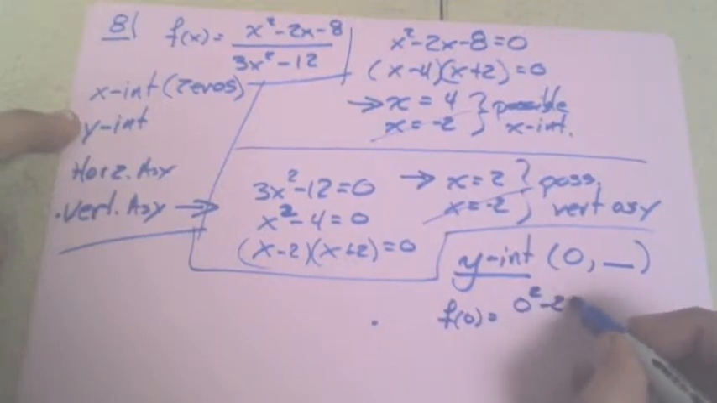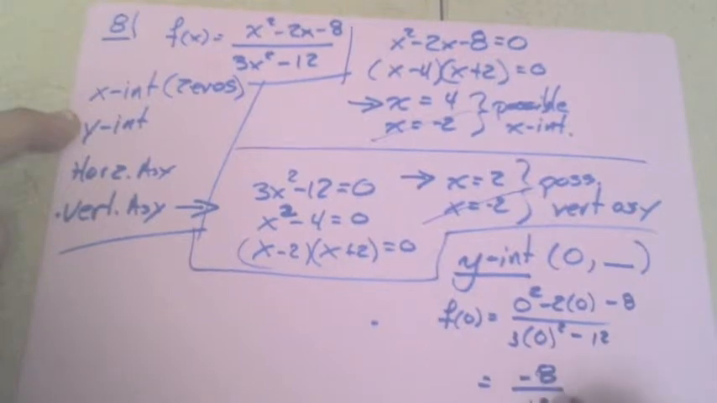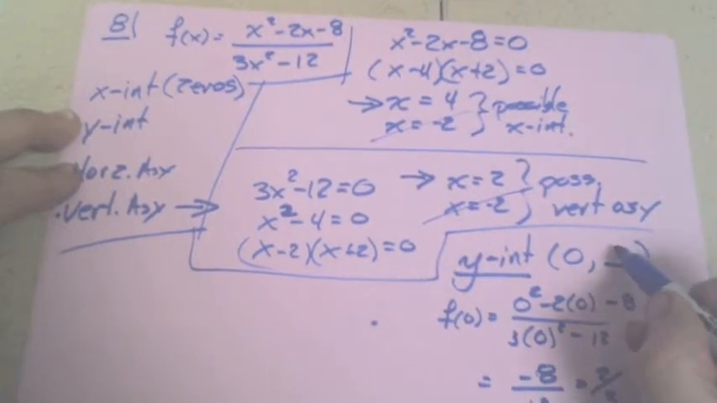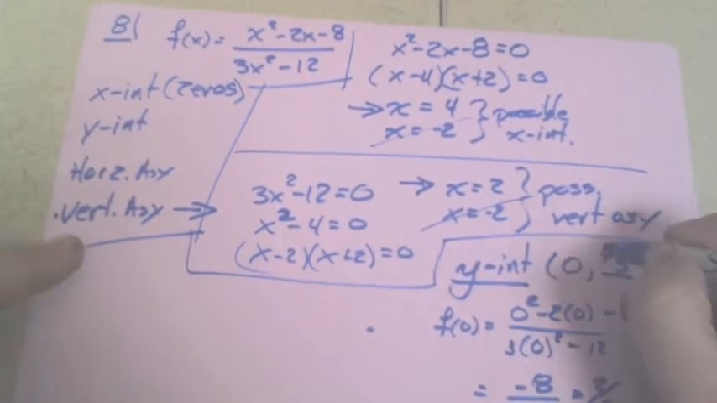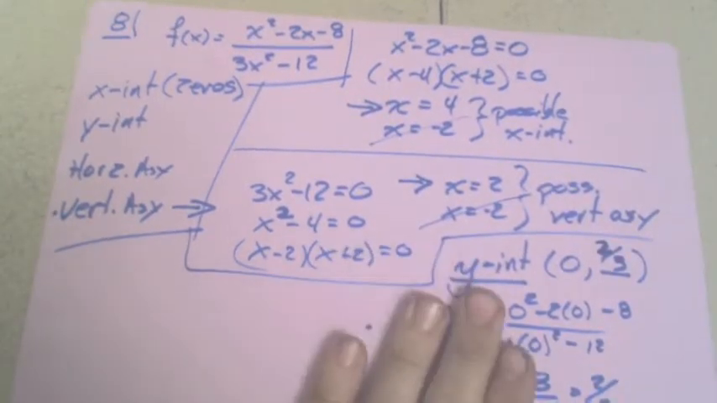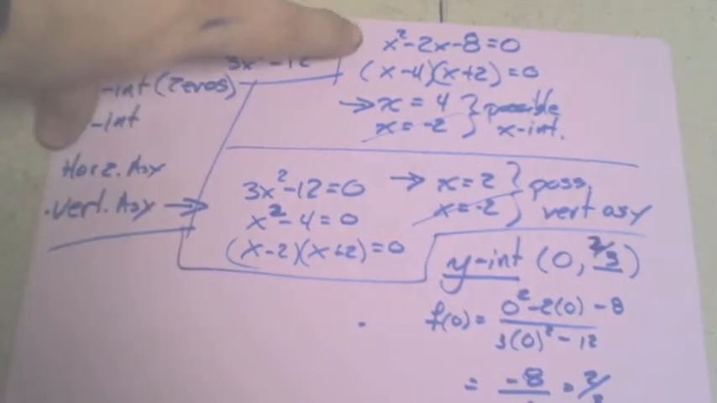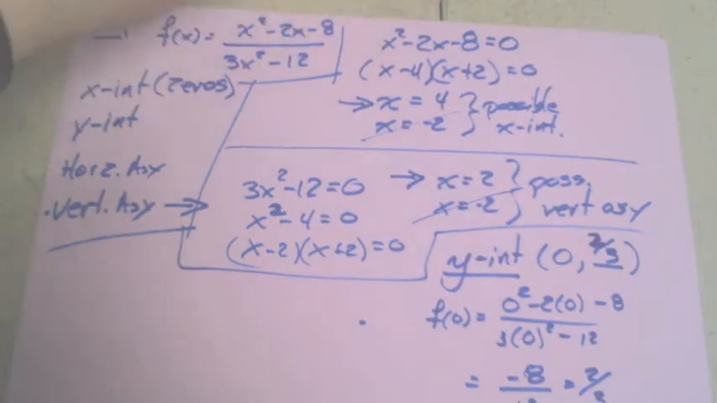So 0 squared minus 2 times 0 minus 8 over 3 times 0 squared minus 12 is negative 8 over negative 12, which is what? Divide by 4, so you get 2/3. So the point (0, 2/3) is the y-intercept. Generally very nice to find. Let me make that 2 a little clearer, sorry. So again, anytime you want to find a y-intercept, set the x's to 0. Anytime you want to find an x-intercept in anything, set the whole thing equal to 0. We're only setting the top equal to 0 because we know how fractions behave.